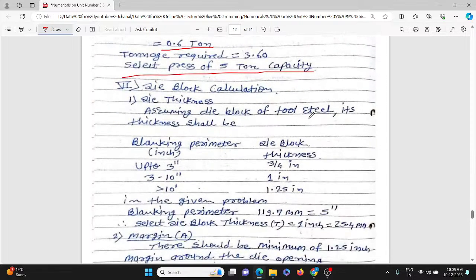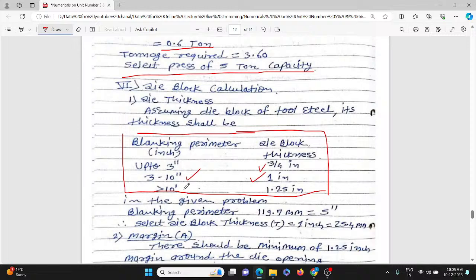Again, we can do the die block calculation, that is the die thickness and all. For the die thickness, you can see this is the standard which is given, based on the blanking perimeter. If it is up to 3 inch, then this is the die block thickness. If it is from 3 to 10 inch, then the die block thickness is 1 inch. If it is greater than 10 inch, then the die block thickness is 1.25 inch.